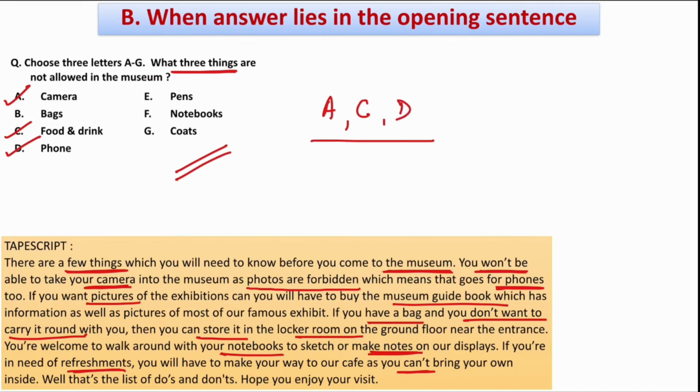So this is how the answer will lie in the opening sentence, and you have to listen to the conversation from the very beginning to understand what it means, and this is how you'll get the correct answers as well.